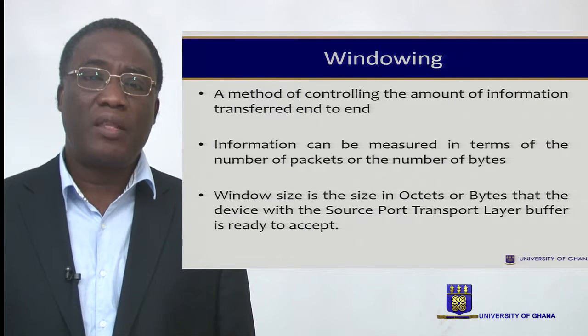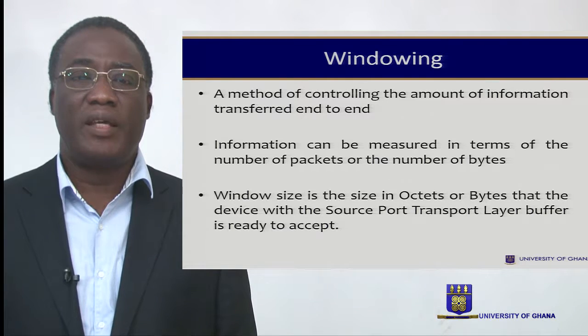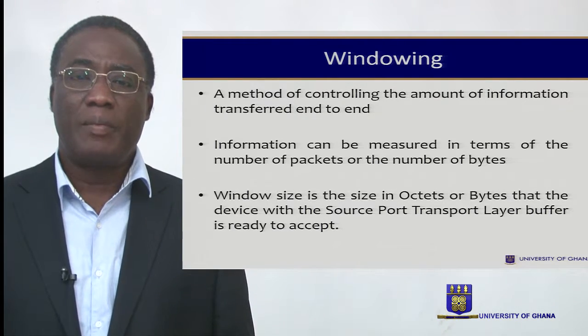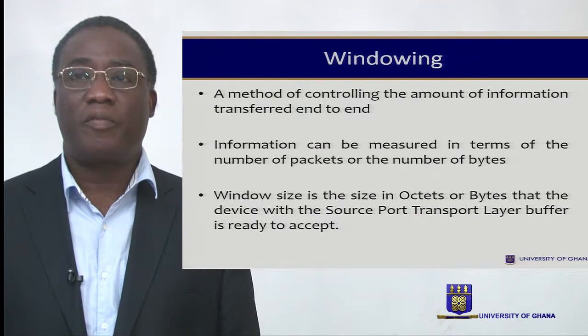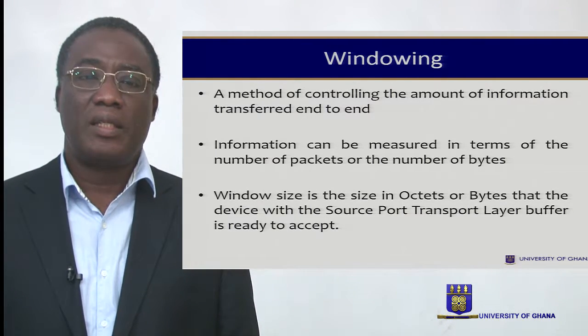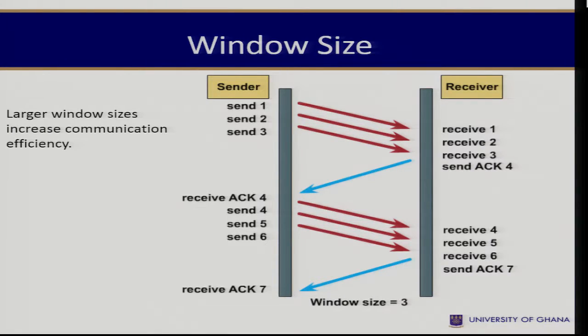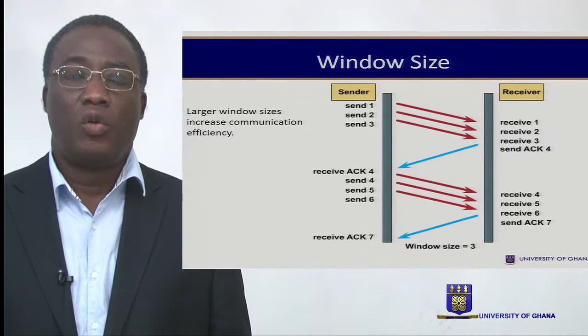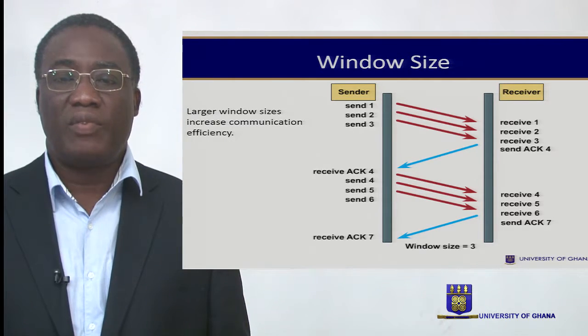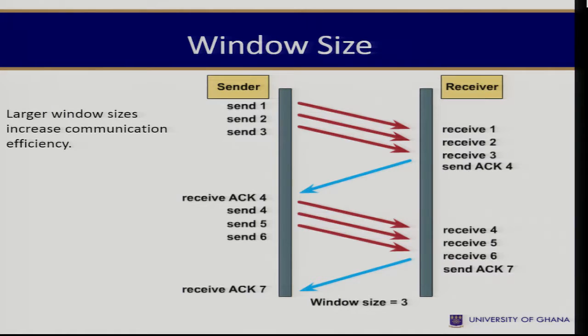Windowing is a method of controlling the amount of information transferred end-to-end. Information can be measured in terms of the number of packets or the number of bytes. A window size is the size in octets or bytes that the device with a source port transport layer buffer is ready to accept. Large window sizes would, of course, increase communication efficiency. So at the sender end, then at the receiver end, you can send ones and twos and threes, which means the window size here is 3 because the receiver can receive 3. So that gives you an example of how window sizes work.